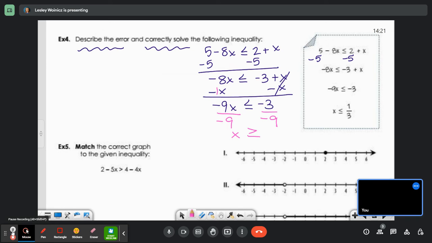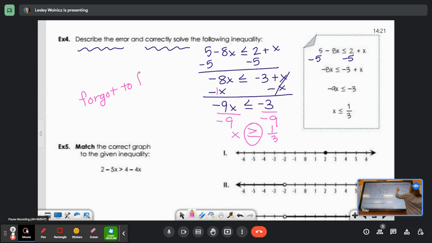These are good questions. So the 1/3 was right, but what was wrong? Forgot to flip the inequality symbol. We literally figured it out. We already know everything. Did we describe? Did we correctly solve? Okay, then we're done.